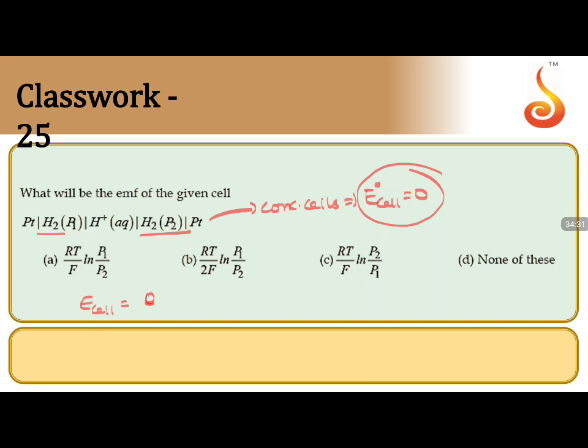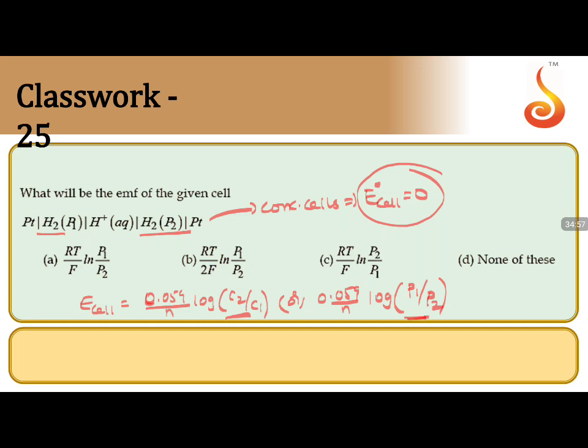Or we can say 0.059 by n log of C2 by C1 in concentrations, or 0.059 by n log of P1 by P2 in terms of pressures. This is the standard formula where E cell is given in terms of concentration C2 by C1. In terms of pressure, it should be P1 by P2.